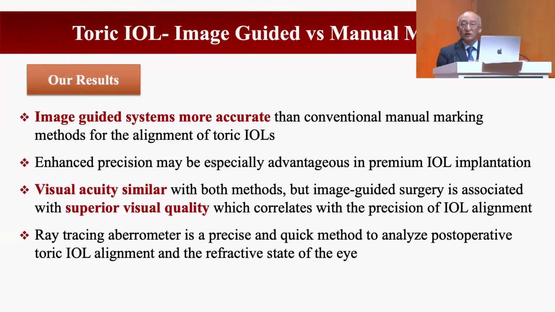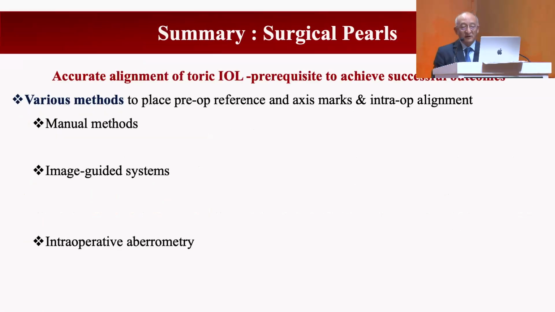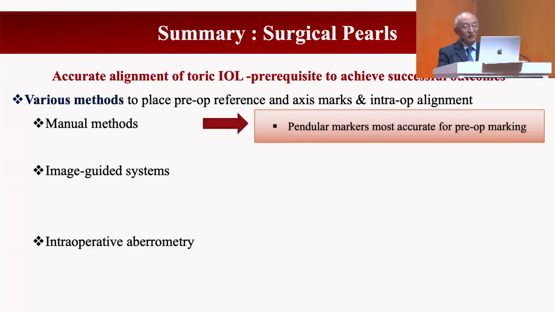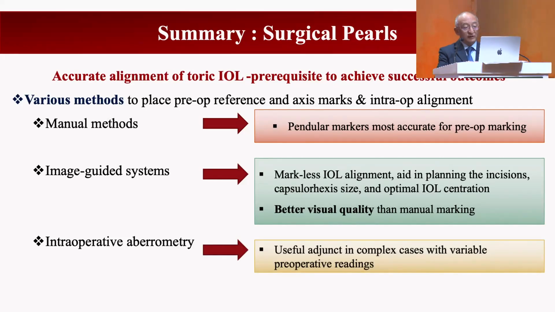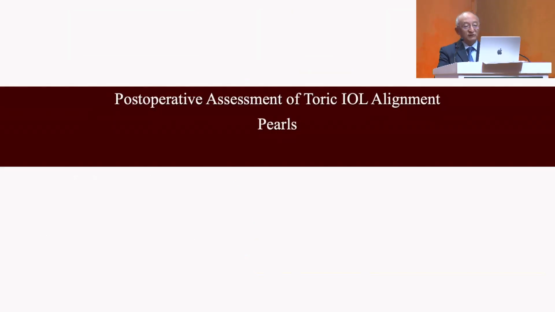Especially this is useful in cases where you are implanting trifocal or EDOF lenses, where it will be very, very important to have a very accurate orientation with your lenses. To give us some perspective on this, manual methods are good. If you have pendular markers, accurate positioning can be done. Image-guided is always better in terms of giving you a better quality of vision with your trifocal, multifocal lenses. Intraop aberrometry, if you have it, is a good adjunct to difficult cases like a post-refractive surgery patient, where sometimes the corneal biometry can be tough.